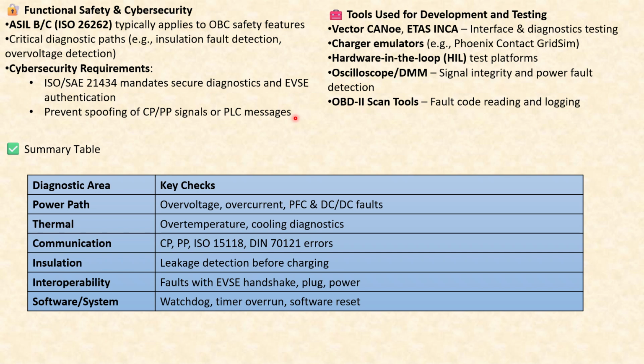Now, when it comes to tools used for development and testing: Vector CANoe, CANalyzer for interface and diagnostic testing, and charger emulators, for example Phoenix Contact, grid simulators, and hardware-in-the-loop test platforms. This is also an important tool. Another tool is the oscilloscope to confirm the signal integrity and power fault detection. Last but not least, the OBD scan tools for fault code reading and logging.